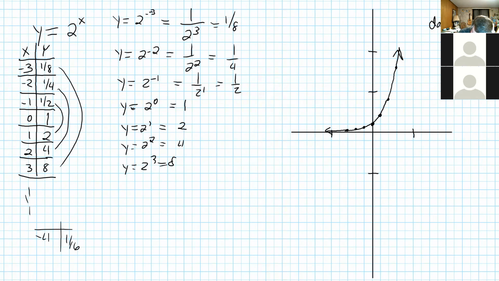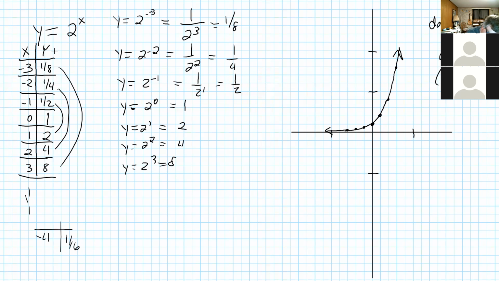So the domain is all real numbers, but the range would be greater than 0. Okay? Yes. All right with that? Greater than 0 because it's... can you explain that one?